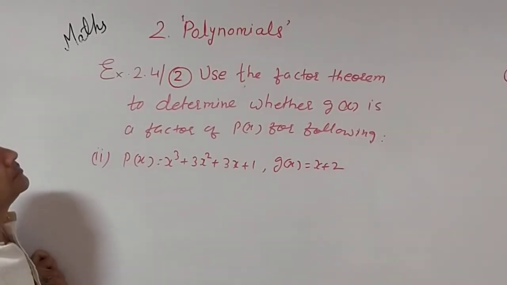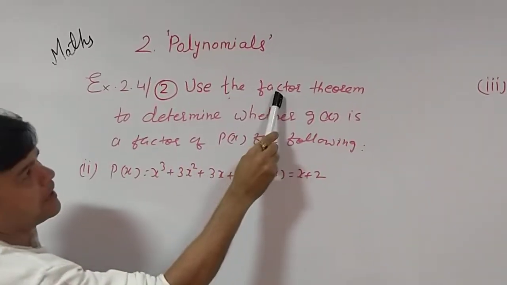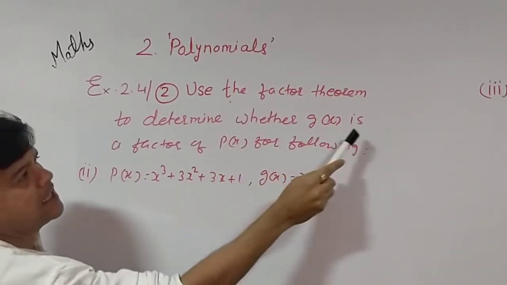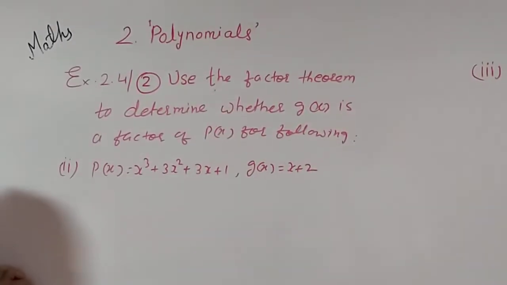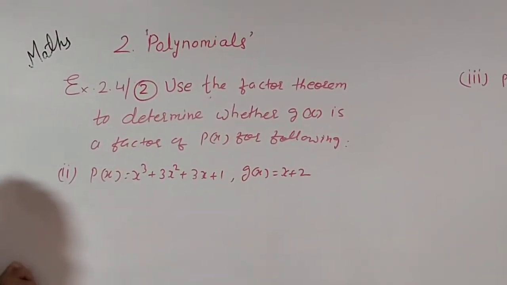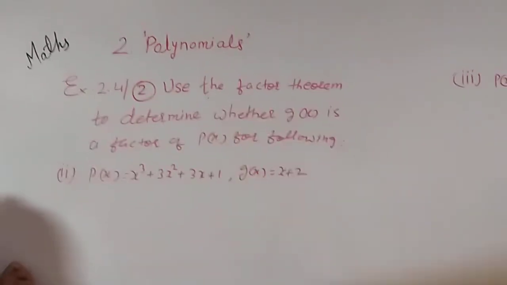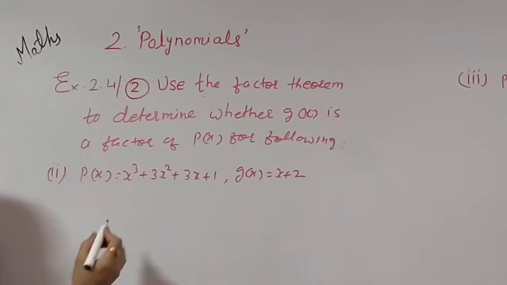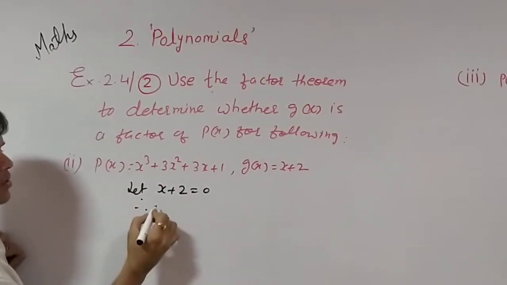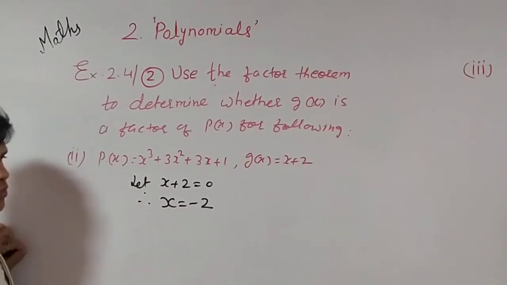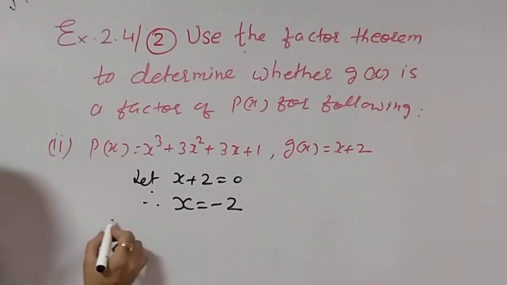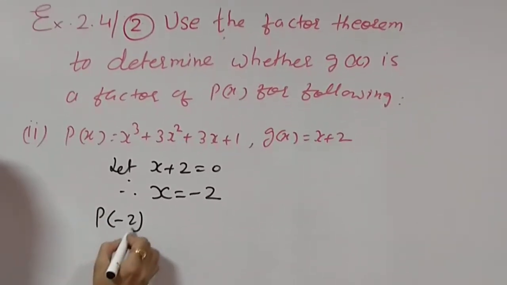Second sum. Use the factor theorem to determine whether gx is a factor of px for the following. The same method is here. We have to find whether this is a factor of this or not, but by using the factor theorem. So again, you have to find the remainder. If the remainder is 0, then it is a factor, otherwise not. Let x plus 2 is equal to 0. Therefore, x is equal to minus 2. Remainder is p of minus 2.